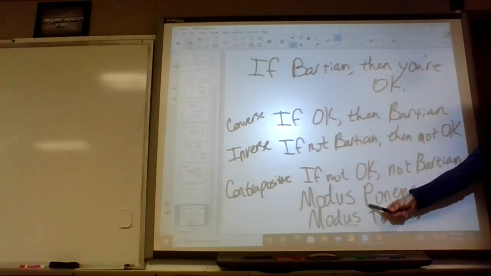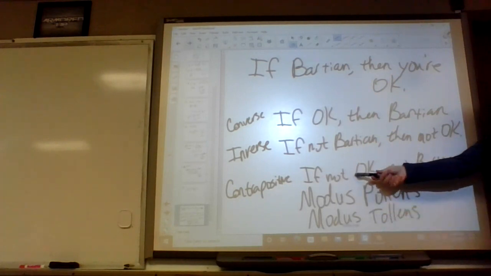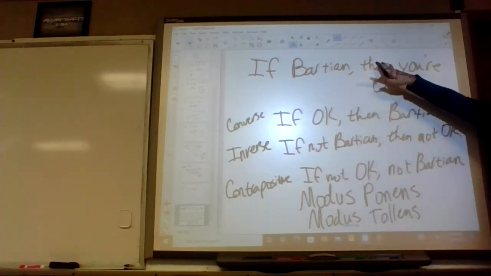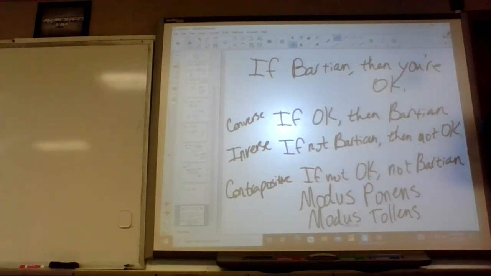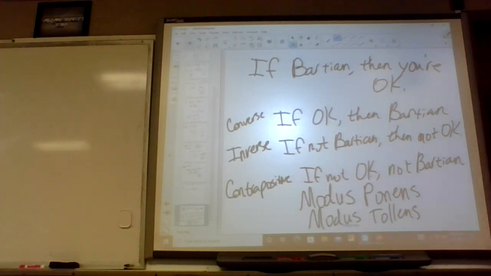It's kind of in alphabetical order, right? Ponens goes with the original. Tollens goes with the contrapositive. P before T, original before contrapositive. It's not always P before T though.